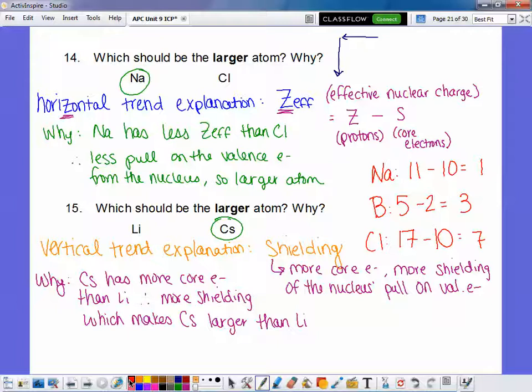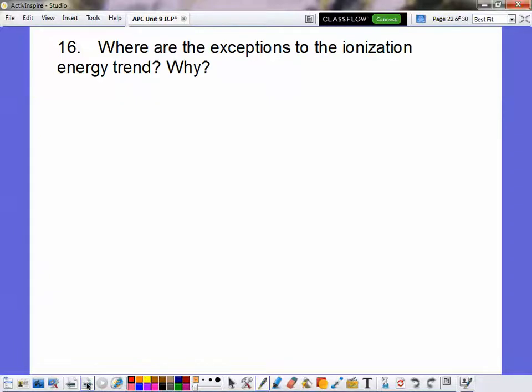The next thing we're going to talk about are some of the big exceptions to ionization energy. There are always going to be random anomalies, meaning certain elements don't fit the trend. But there are two big exceptions in ionization energy that aren't specific to an individual atom, they're actually groups. Before we talk about that, what is ionization energy?